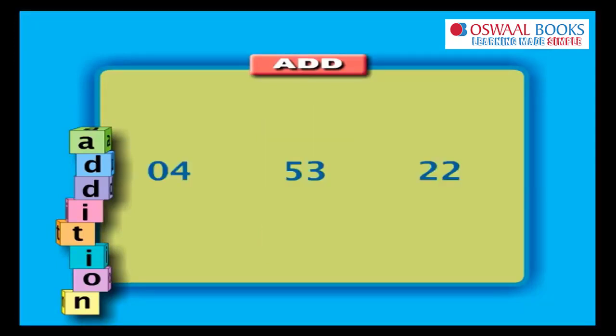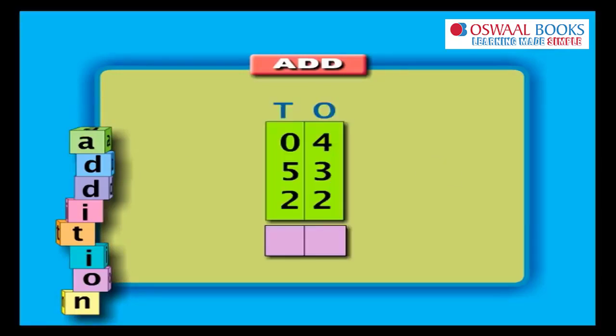Example 2. Add numbers 4, 53 and 22. Arrange them in columns. First add the ones column. 4 plus 3 plus 2 is 9. Write 9 below the ones column. Now add the tens column. 0 plus 5 plus 2 is 7. Write 7 below the tens column. Therefore, 4 plus 53 plus 22 is equal to 79.